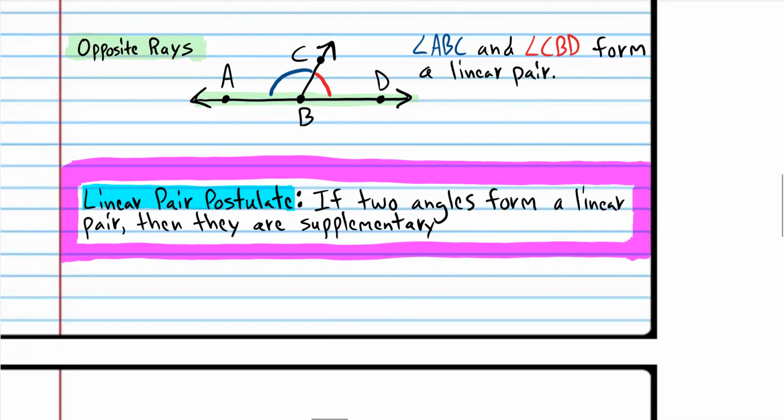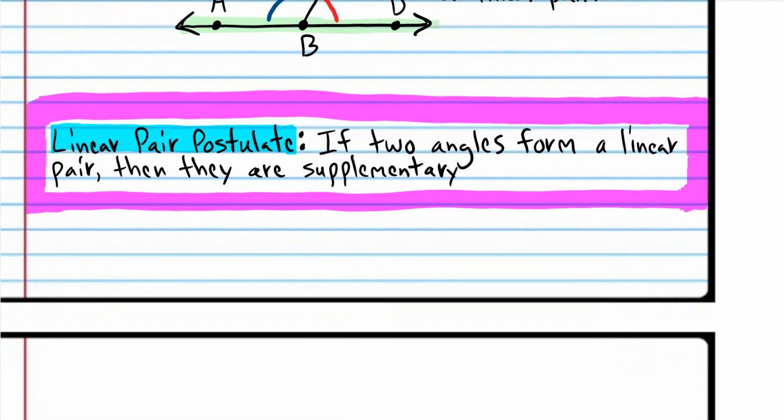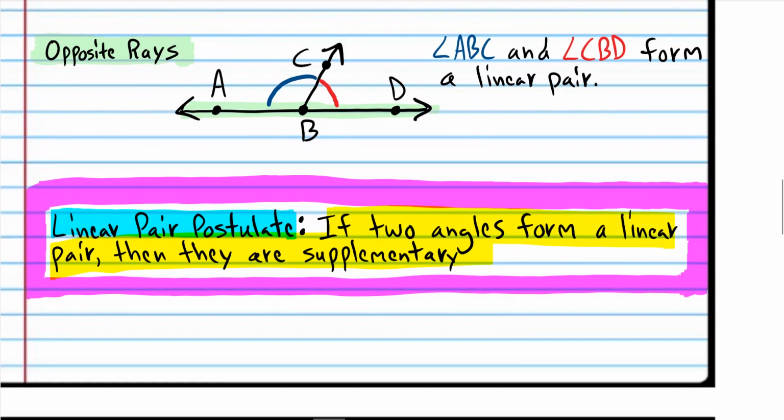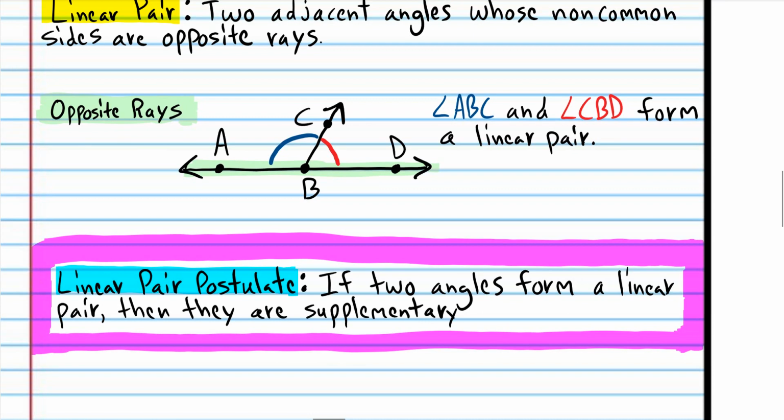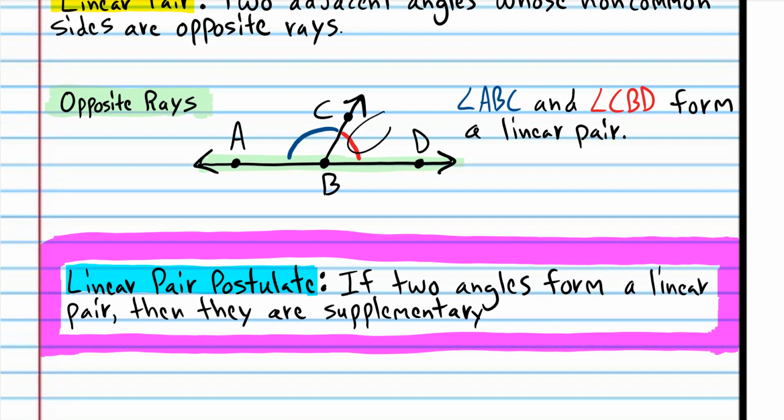Now, we have something called the linear pair postulate, which says that if two angles form a linear pair, then they are supplementary. Well, what does supplementary mean? Remember, supplementary means that their angle measures add up to 180 degrees. But that makes sense. The red angle and the blue angle, their measures have to add up to 180. Because remember, a complete rotation is 360 degrees, which means that a half rotation represented by the semicircle arc would be 180 degrees.